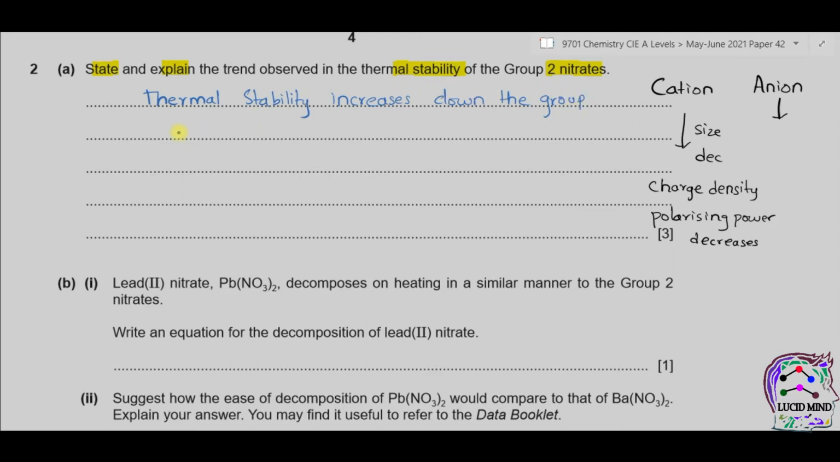And the reasons are that the charge density of cation decreases. Group 2 cations can be represented with M and there is 2 positive charge on each cation, while the size increases, so therefore charge density will decrease. So we can say that less polarization of nitrate ion will happen.